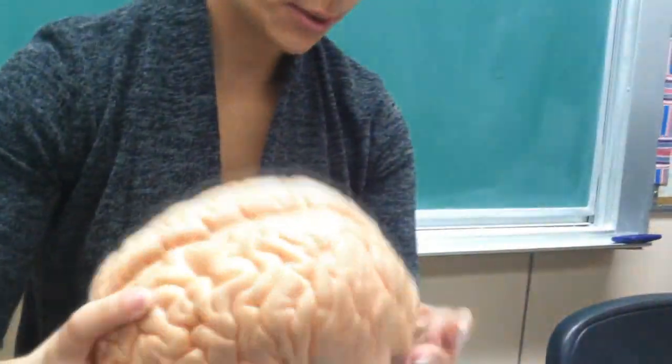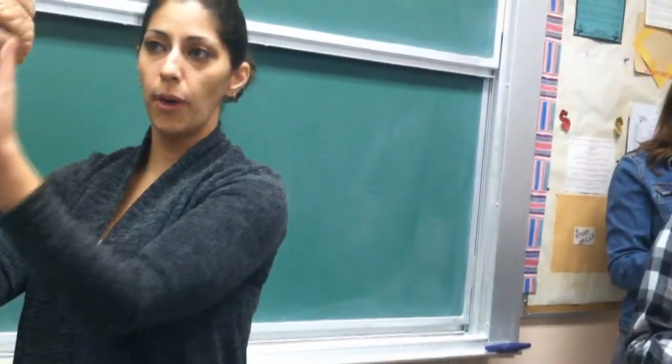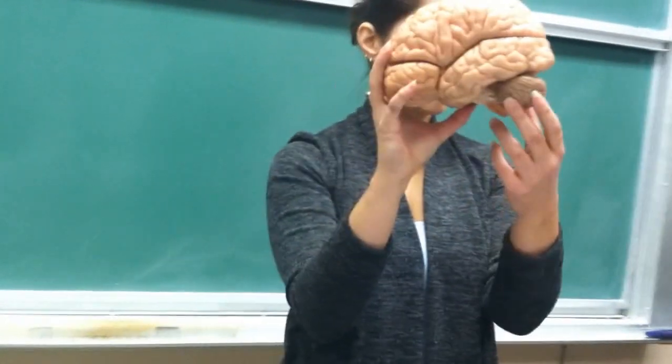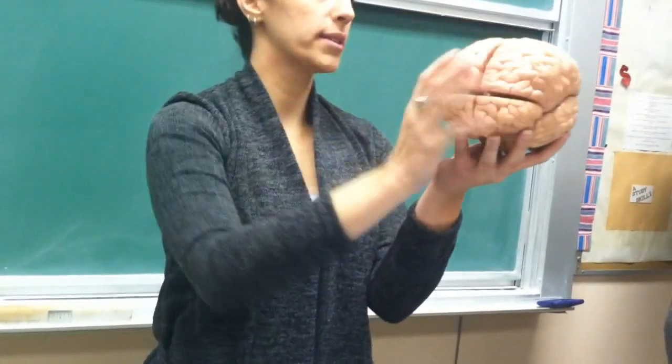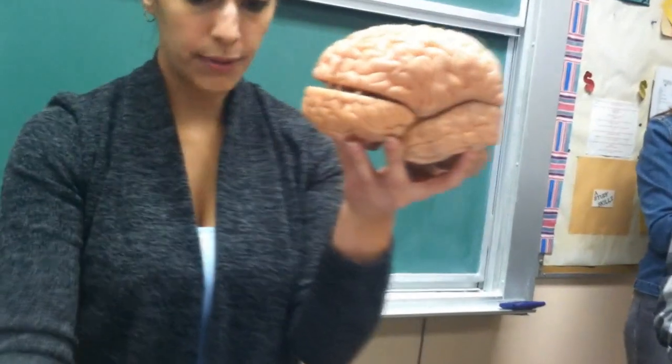So cerebrum, we'll start with cerebrum. Cerebrum is going to be the larger part of the brain. So all of this is the cerebrum, and then this little part down here is the cerebellum. So cerebellum is a small portion that's posterior and inferior to the occipital lobe, and then cerebrum is going to be this whole main portion of the brain. That's all of that. And then we have the cerebral cortex.